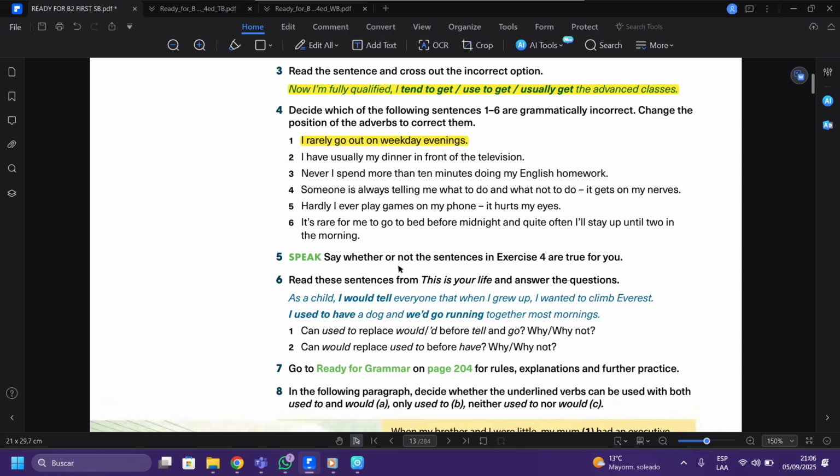For example, I rarely go out on weekday evenings. This is true for me. Another one. Another one that is true. I never spend more than 10 minutes doing my English homework. Yes. All right. No more?